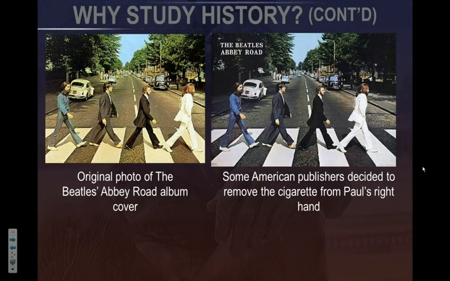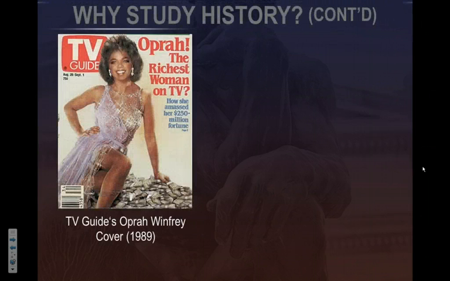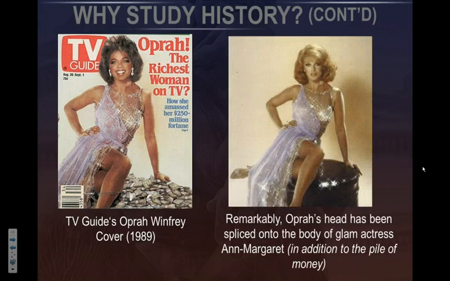This is just changing history in some ways. This is 1989. Oprah Winfrey was put on the cover of TV Guide as the richest woman on TV. That was until Oprah saw this photograph. Another actress named Ann-Margret noticed this photograph, and she said, just a minute, that's me. That's me on the cover of TV Guide.